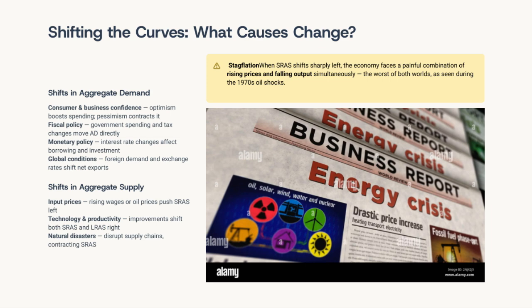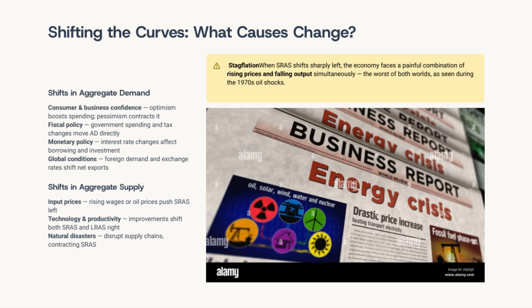Now, shifting gears to aggregate demand, consumer and business confidence play a big role. When optimism runs high, spending tends to increase, shifting AD to the right. Conversely, pessimism can lead to decreased spending and a leftward shift. Fiscal policy, through government spending and taxes, directly influences AD as well.